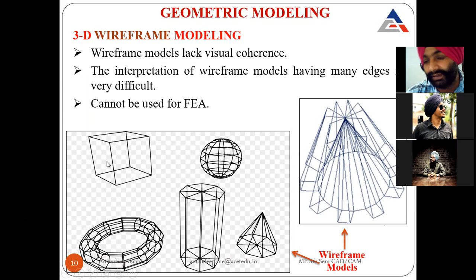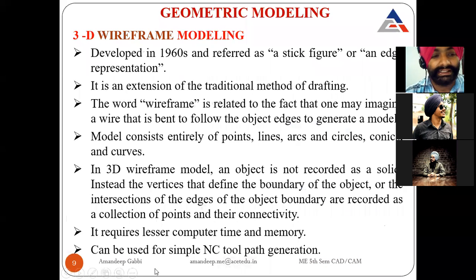Now you want to see this. This is a cuboid with no surfaces. It looks like it is made of some wire, so we call it a wireframe model. This is the sphere 3D model, but it is generated with the help of some lines. Again, you can call this a circle or cylinder also. This is our pyramid, and this is some ring that is being generated with the help of the wireframe model. So this is all about the wireframe model.